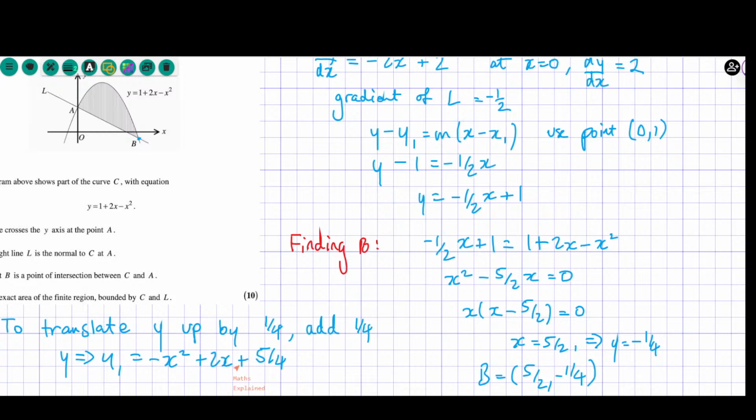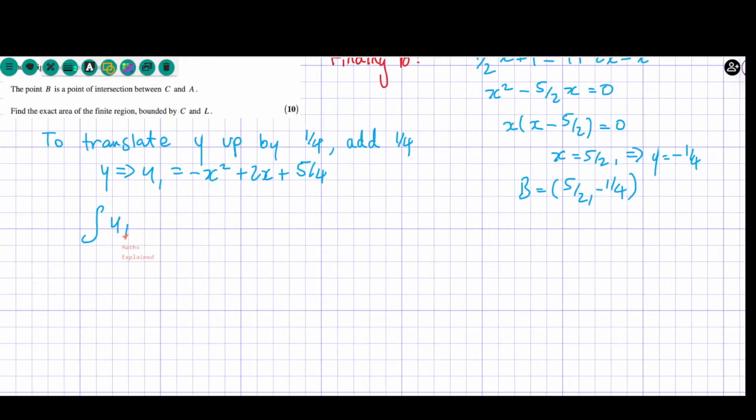So we integrate this from 0 to 5 on 2, and then we should be good to go. So we want the integral of y1 from 0 to 5 on 2.